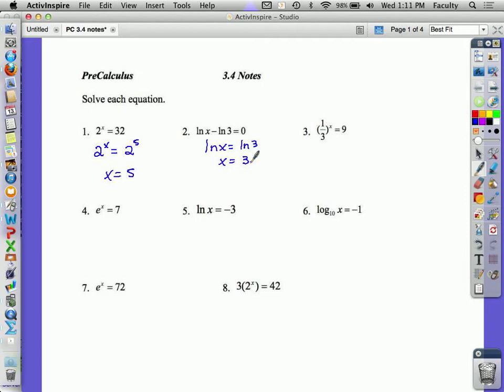Alright, how about number 3? 1/3 to the x equals 9. Any ideas, John? Would it be -2? It is -2, but what are you thinking? How are you doing it? You get 9 to the -2 power, and then you set the x equals 2 because the two exponents are equal.